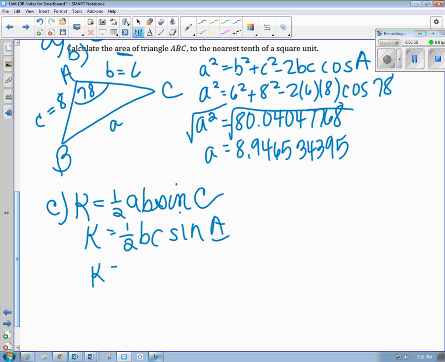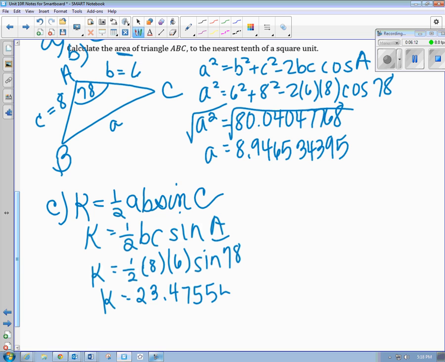I'm going to put in my missing information. Type that in on my calculator. Solve here to the nearest tenth. Final answer. So included in the context of this, we were able to also talk about the area of a triangle one more time.